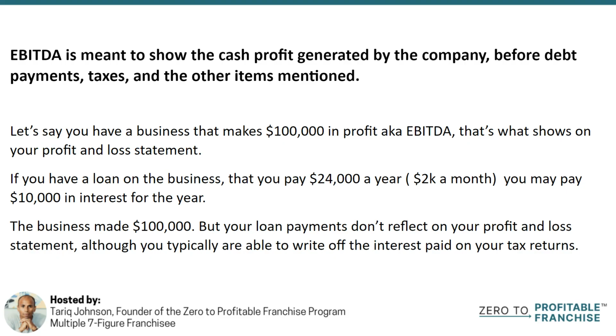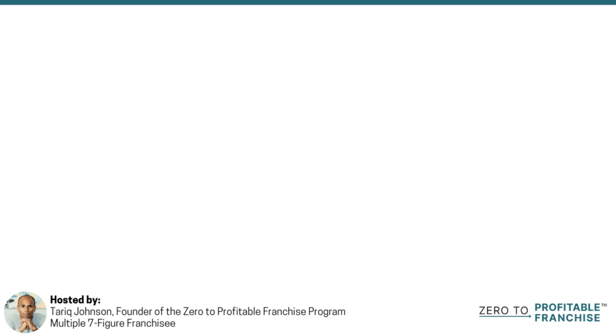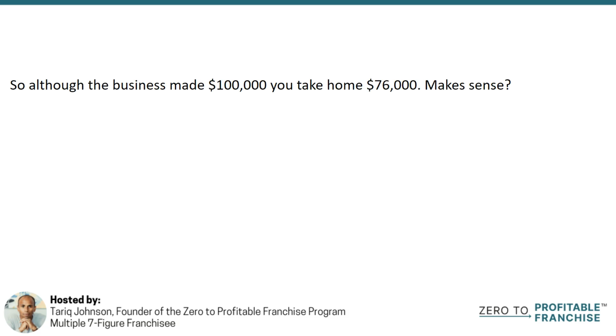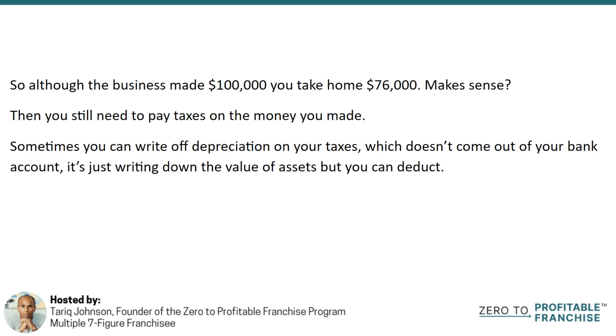And so the business made $100,000 in profit, but your loan payments don't reflect on your profit and loss statement, although you typically are able to write off the interest paid on your tax returns. So although the business made $100,000, you take home $76,000. Does that make sense? Because of the $24,000 in your debt payments. Then you still need to pay taxes on the money that you made.